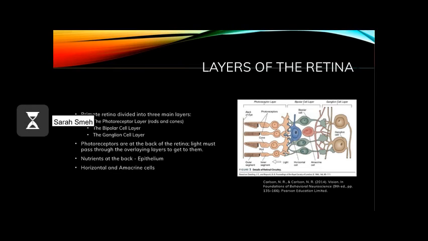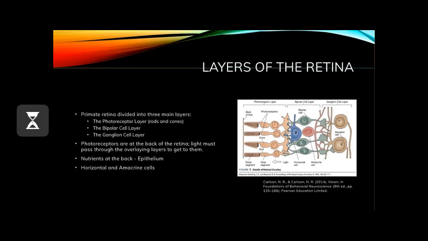The retina is divided into three main layers: the photoreceptive layer, comprising rods and cones, the bipolar cell layer, and the ganglion cell layer. It is important to note that the photoreceptors are at the back of the retina. Light must pass through the overlaying layers to get to them. The epithelium is located at the back of the retina. It is opaque, so light can't pass through, but there are vital nutrients here.